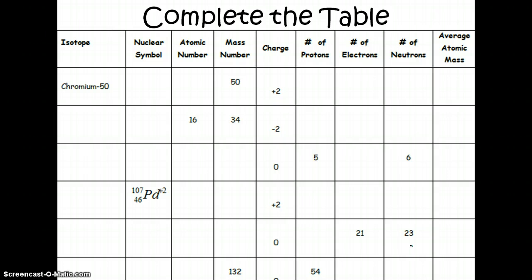Okay, now let's use this information to try to fill in this chart right here. To successfully complete this, you need a periodic table in front of you. At this point, we know that we have chromium-50. Chromium is element atomic number 24. That tells us that we have 24 protons. We know the mass is 50, so 50 minus 24 will give us our number of neutrons. So our number of neutrons is 26.